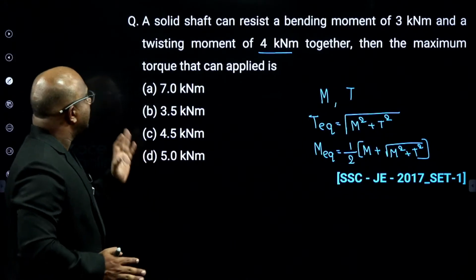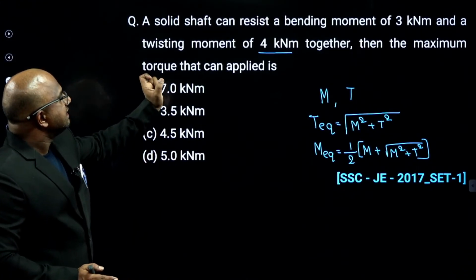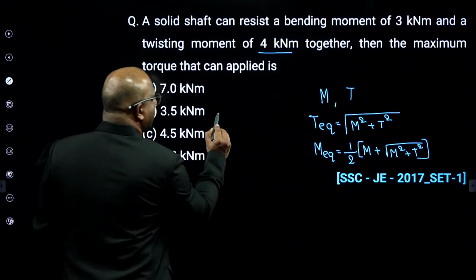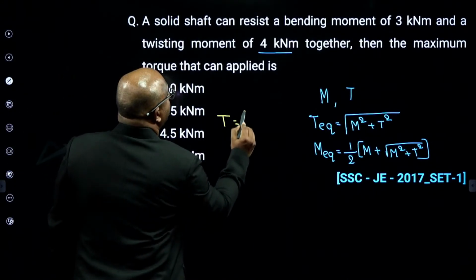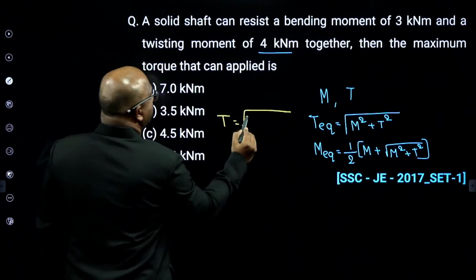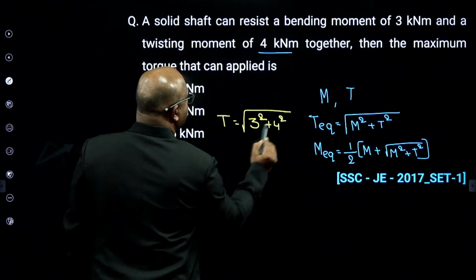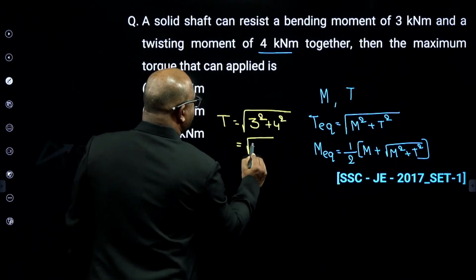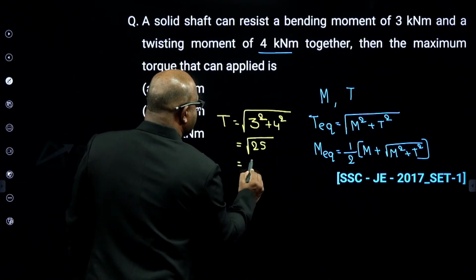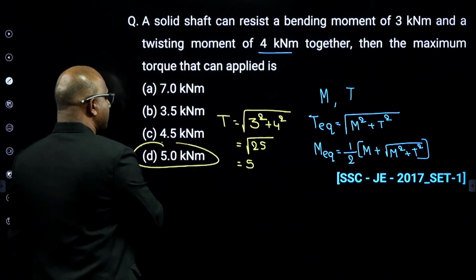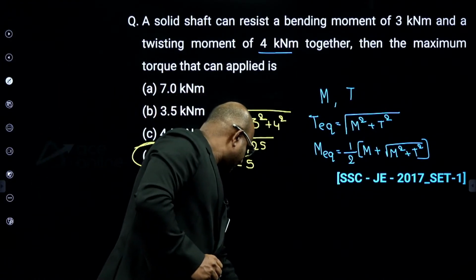Now here observe, he's asking what exactly the maximum torque, which means the equivalent torque, guys, equal to square root of M square plus T square. M is 3, so 3 square, plus twisting moment 4 square. The answer equals 9 plus 16, 25. The square root is 5. So the answer is option D, guys.